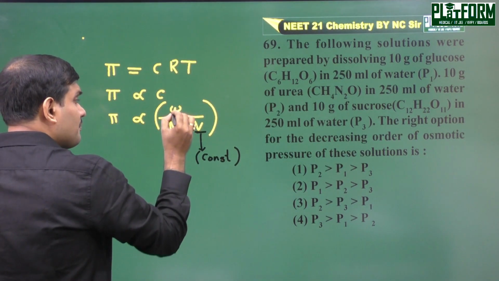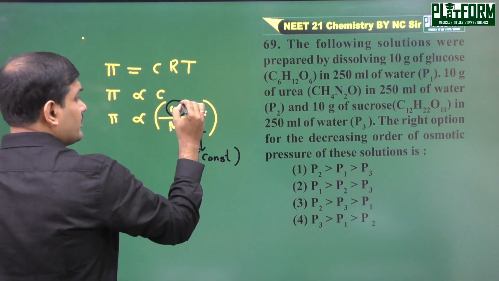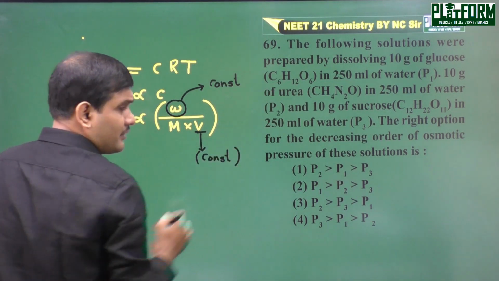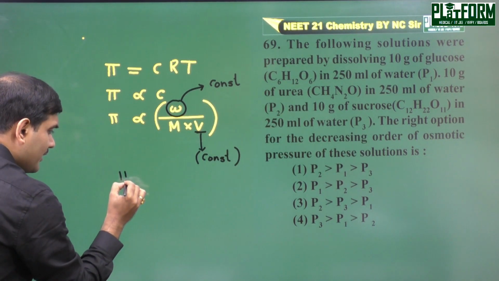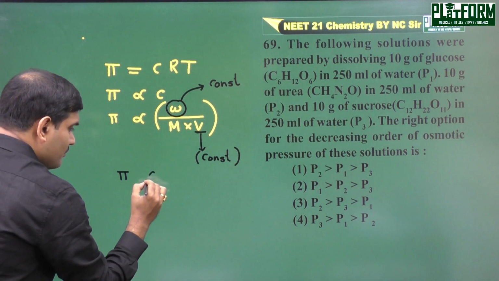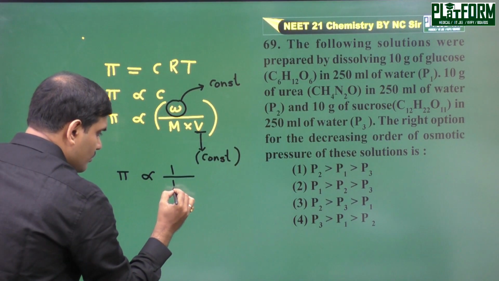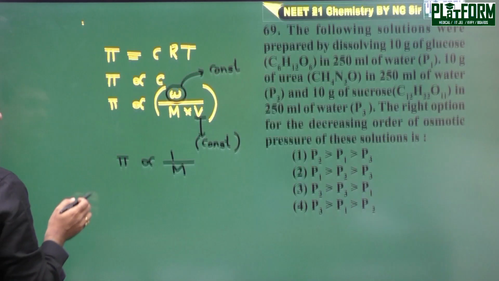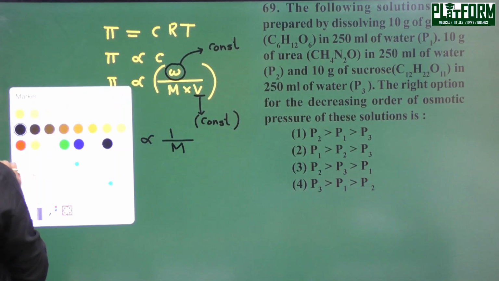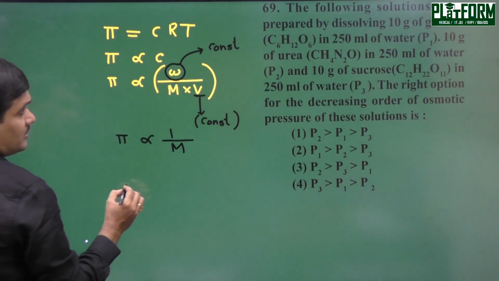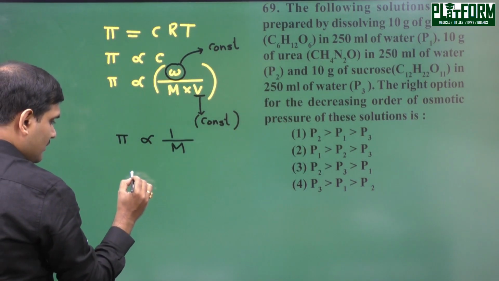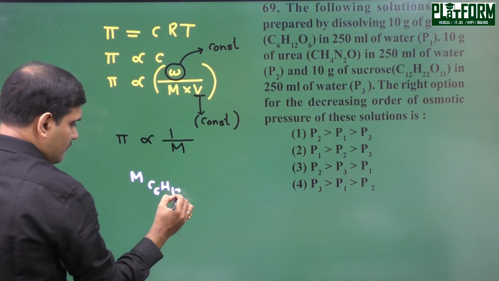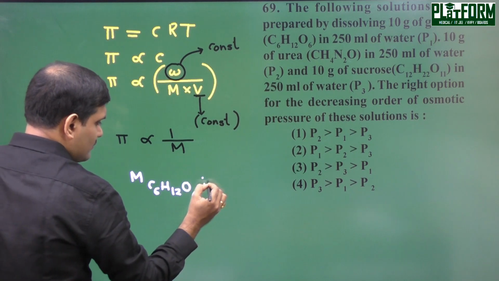Now the mass of the solute is also kept constant. In all the cases it is definitely 10 gram. So here I can say the pi value is inversely related to molar mass. If you understand this situation, then it will be much easier to carry out this problem. Definitely, if we think of the molar mass, glucose is C6H12O6, it is 180.